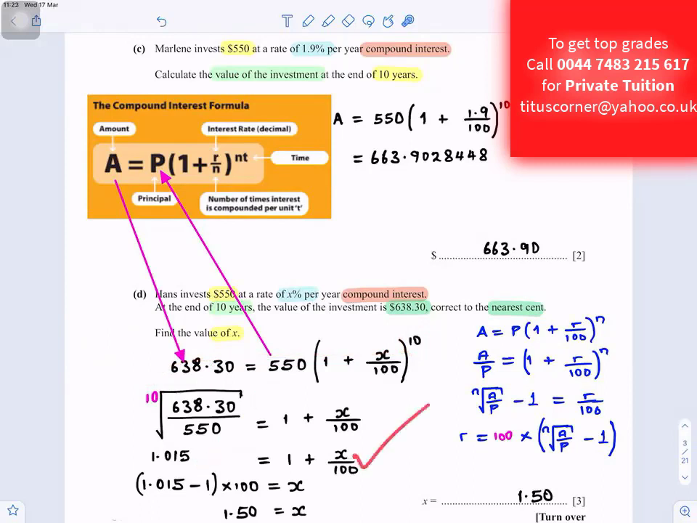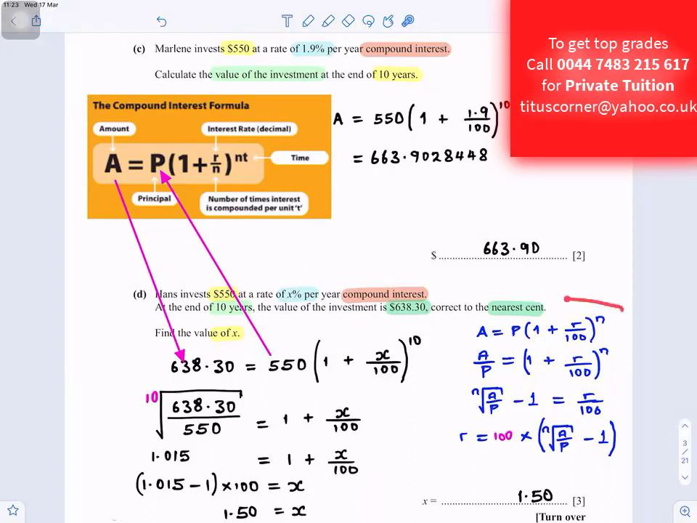That is equal to 1 plus X over 100. It's plus 1. Opposite of plus 1 is minus 1. Take that to the left, you minus 1. Divided by 100, comes to the left, it becomes times 100. And that gives you 1.50%, which is your answer.